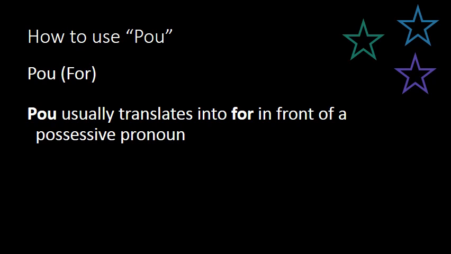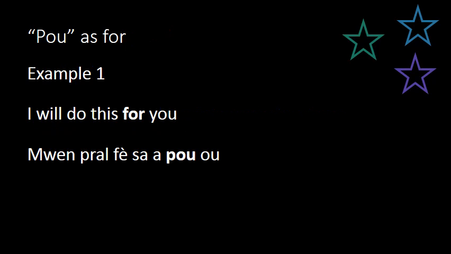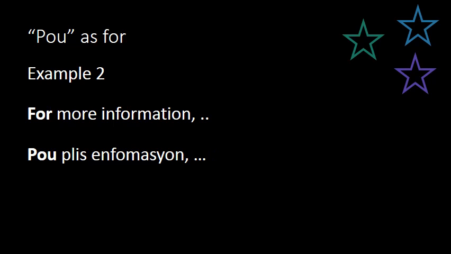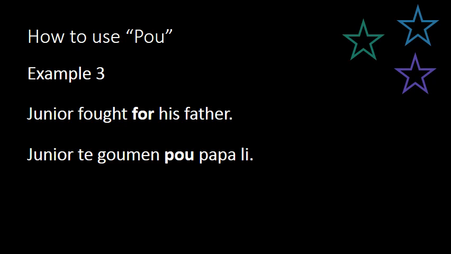Pou usually translates into for in front of a possessive pronoun. For instance, I will do this for you. Mwen profe sa pou. For more information, pou plis information. Junior fought for his father. Junior te goume pou papa li.